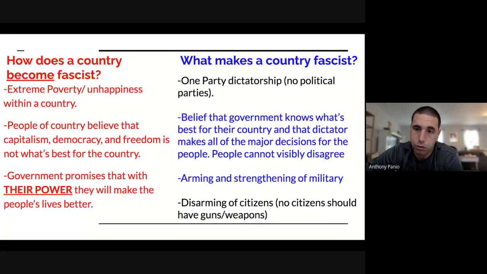All right, so they have a very strong military, and they want to disarm the citizens. In our country, it's a very controversial amendment, the Second Amendment, where people have the right to legally own a weapon. This has a lot to do with American history, and a lot to do with looking at other countries around the world. Fascist countries usually take away their people's weapons. No citizens have the right to own guns or weapons.